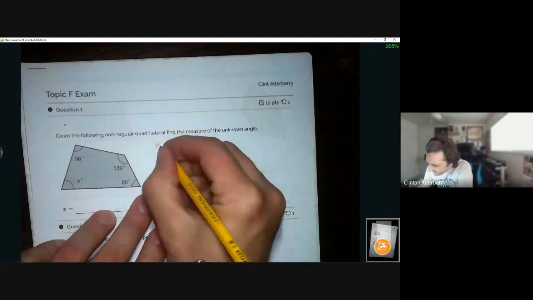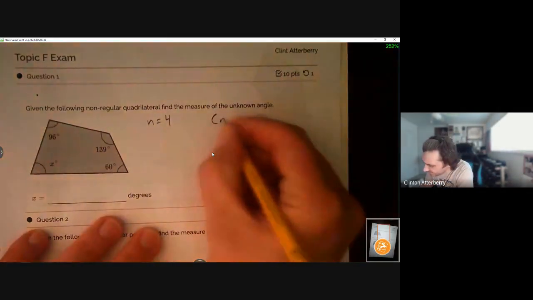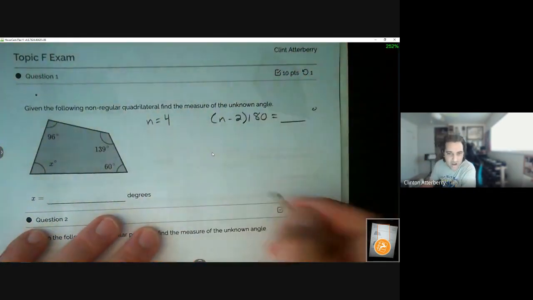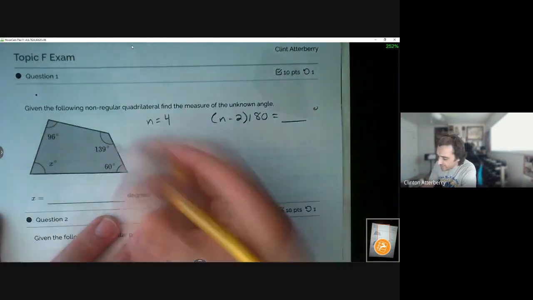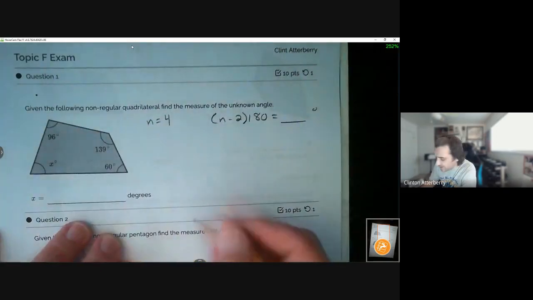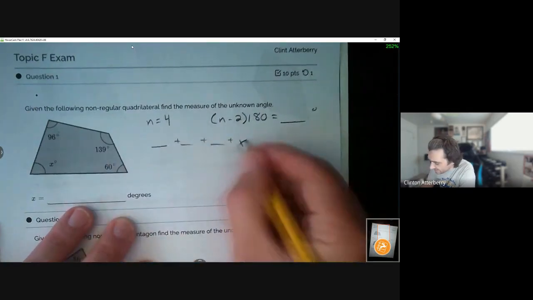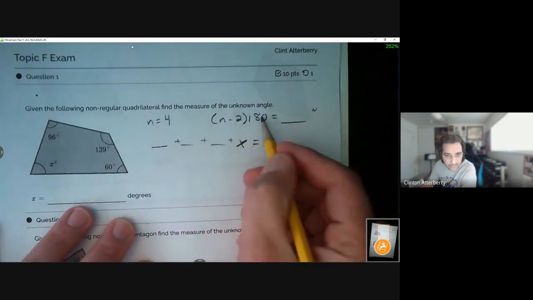Okay, so you've got a 4-sided figure. Our number of sides equals 4. We'll say something like n equals 4 is very common. And there's an equation that says n minus 2 times 180 equals the total amount. So what you want to do is take all of these side lengths plus the one you don't know. So it's like that piece plus that piece plus that piece plus this piece, and that will add up to whatever this answer is, right? 4 minus 2 times 180.